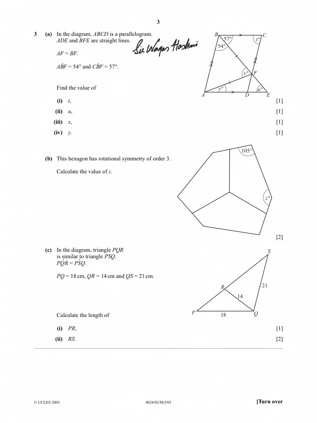Next question. In the diagram, ABCD is a parallelogram. ABD and BFE are straight lines. AF is equal to BF. That is an important statement. ABF is 54 and CBF is 57. Find the value of T. So first let me highlight the angle T here. So this is my angle T, and what should be the value of T? So we can find it easily.